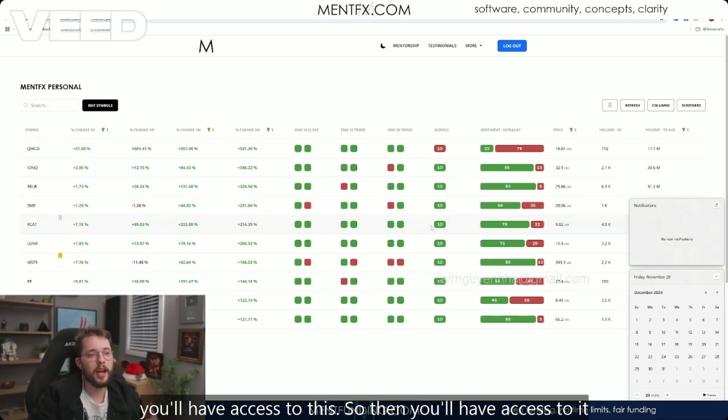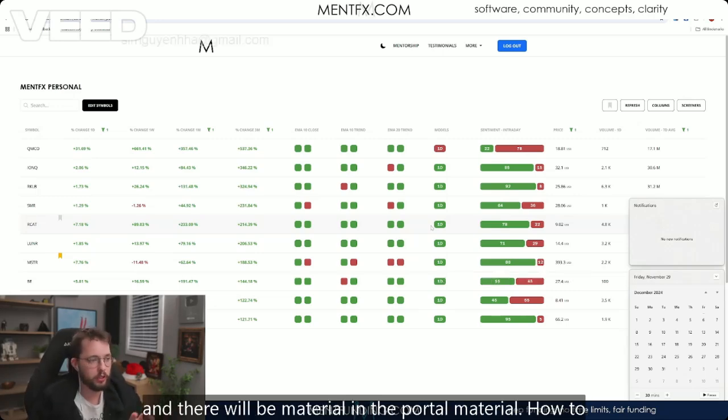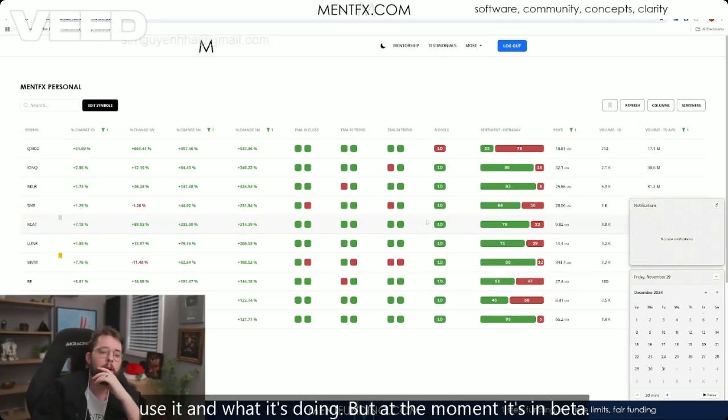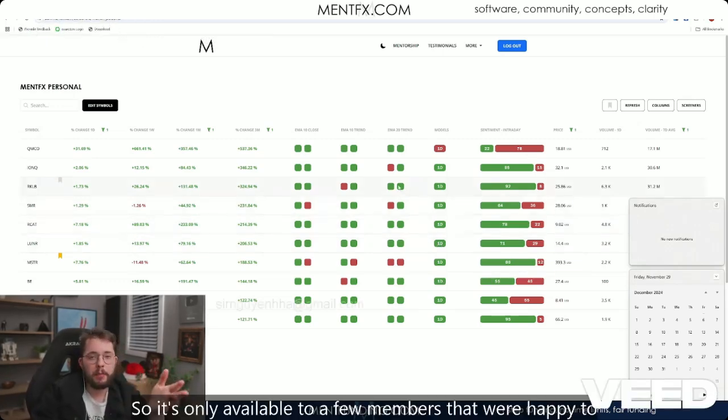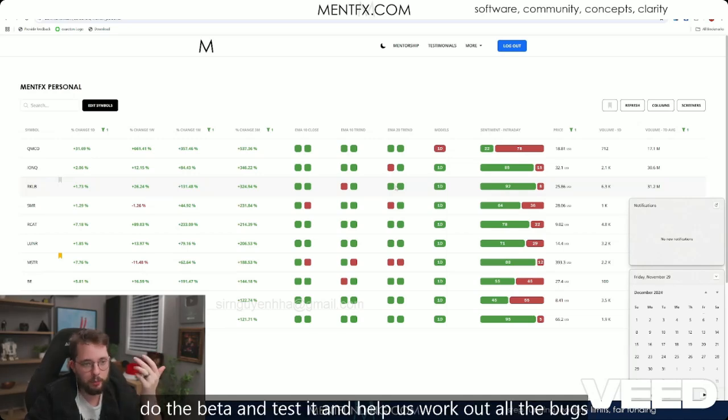Then you'll have access to it, and there will be material in the portal regarding how to use it and what it's doing. But at the moment, it's in beta, so it's only available to a few members that were happy to do the beta and test it and help us work out all the bugs and stuff.